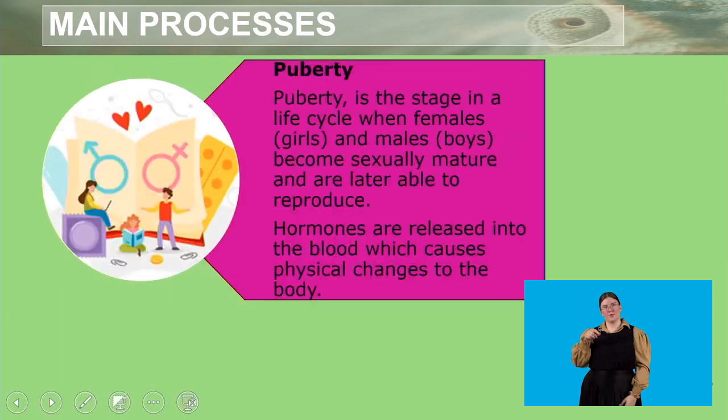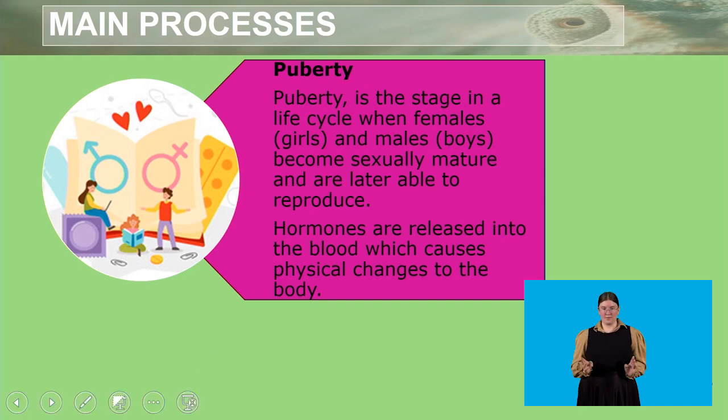Then next, we have puberty. Puberty is the stage in a life cycle when females or girls and males, known as boys, become sexually mature and are later able to reproduce. Hormones are released into the blood, which causes physical changes to the body.